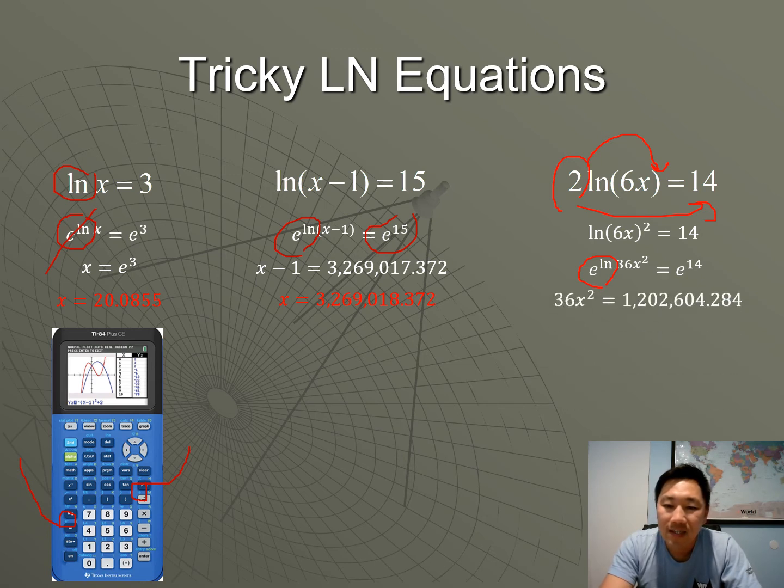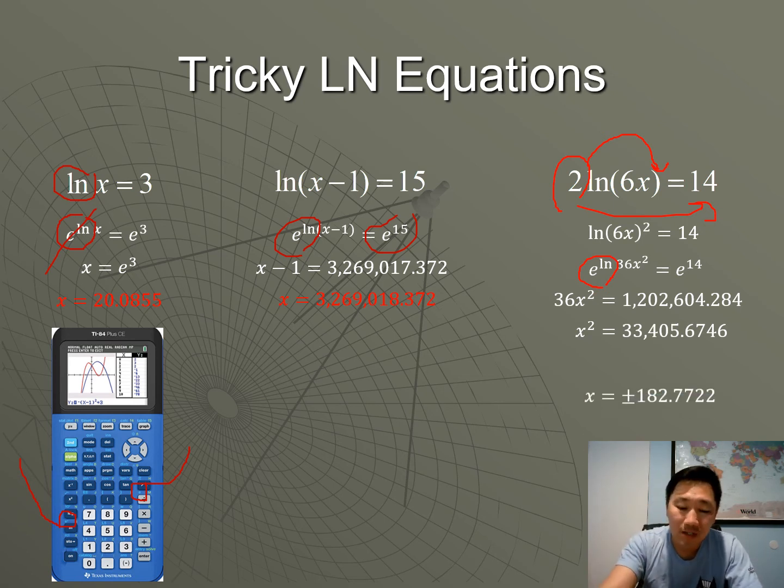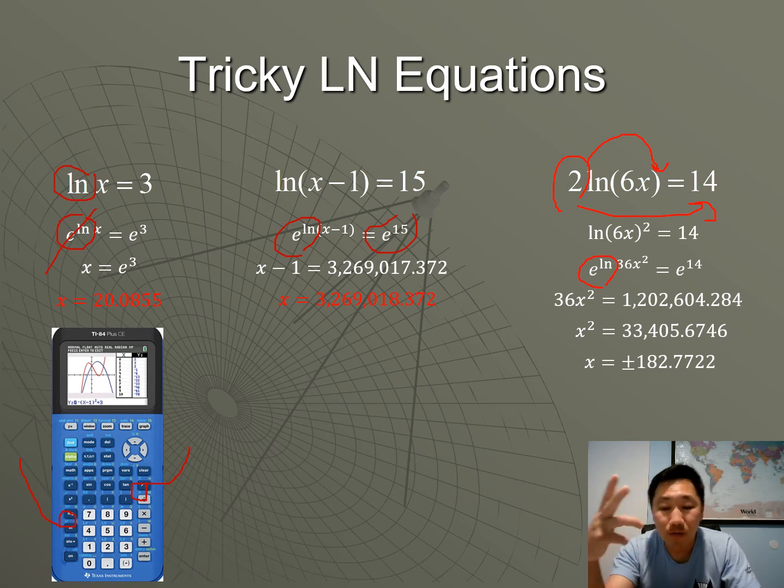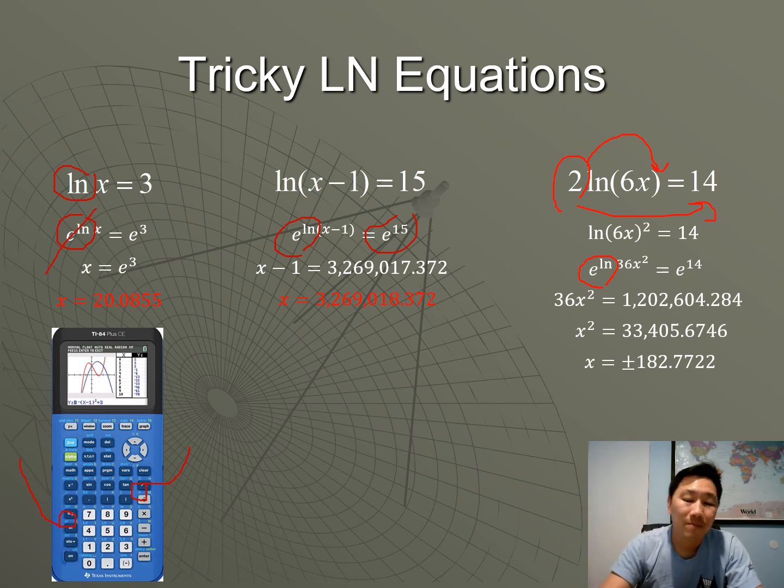You have 36x squared is equal to that huge number when I punched e to the 14th into the calculator. Divide both sides by 36 to get that, and then square root both sides. And remember, whenever you square root both sides, you have two answers, a plus or a minus. But it turns out that if you check your answers, if you plug the positive part into the answer, it will work. But if you plug the negative answer back into the problem, it won't work. So we're only going to use the positive answer.